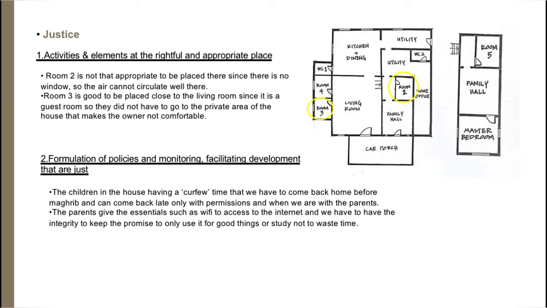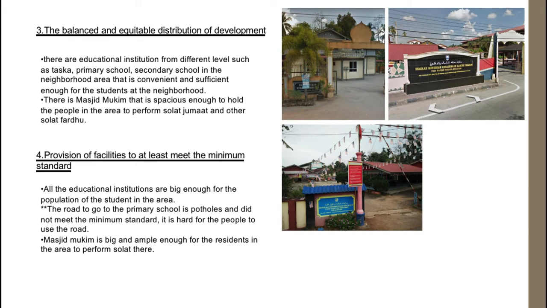Formulation of policies and monitoring facilitating development that are just. So we have a curfew that we have to come back home before Maghrib, and we can only come back late with permission, usually when we are going out with the parents. My parents provide the essentials, such as Wi-Fi to access the internet, and we have to have the integrity to keep the promise to only use it for good things or for our studies, and not to waste our time.